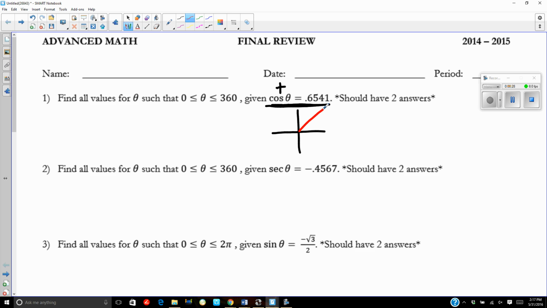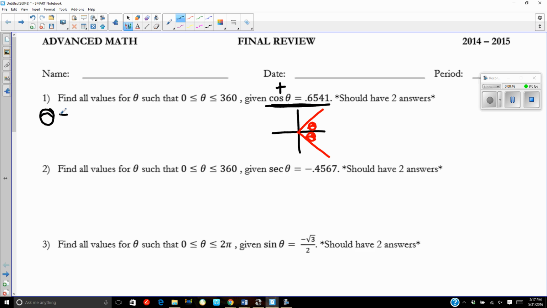So our answer is going to be that angle right here. It's going to be one of our answers. And our other answer, cosine, is also positive in this quadrant. So the angle theta is going to be in quadrant number 1 and quadrant number 4. The first answer you can get in the calculator.